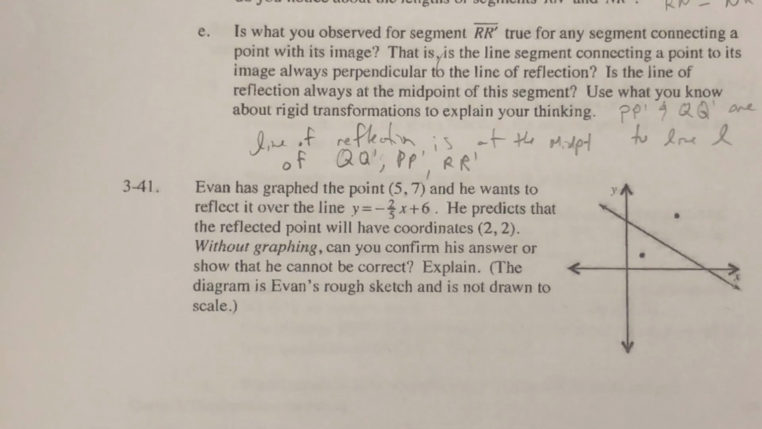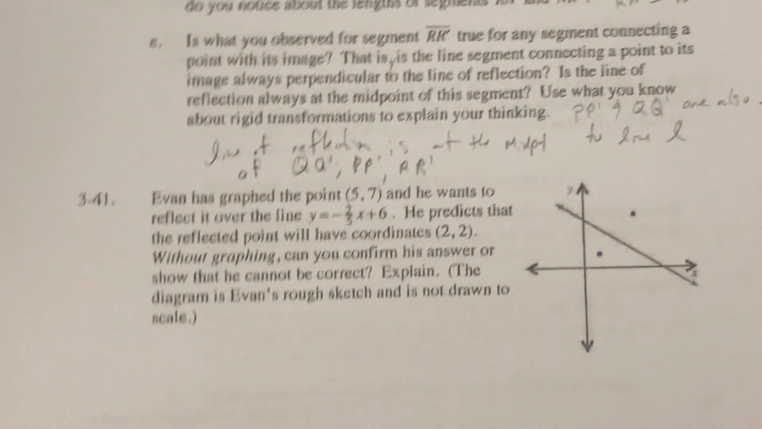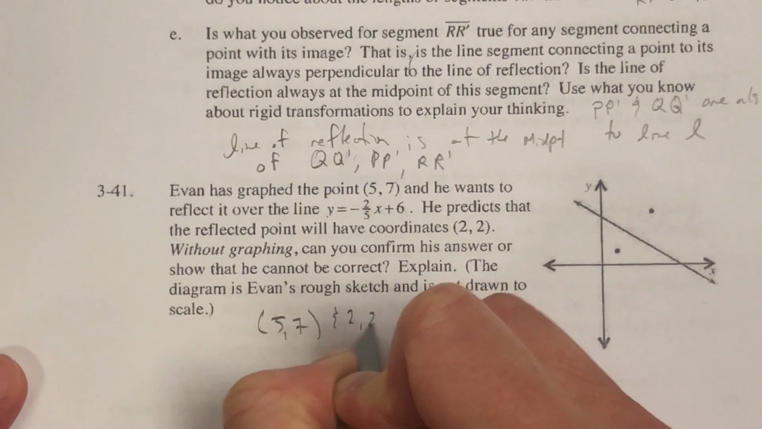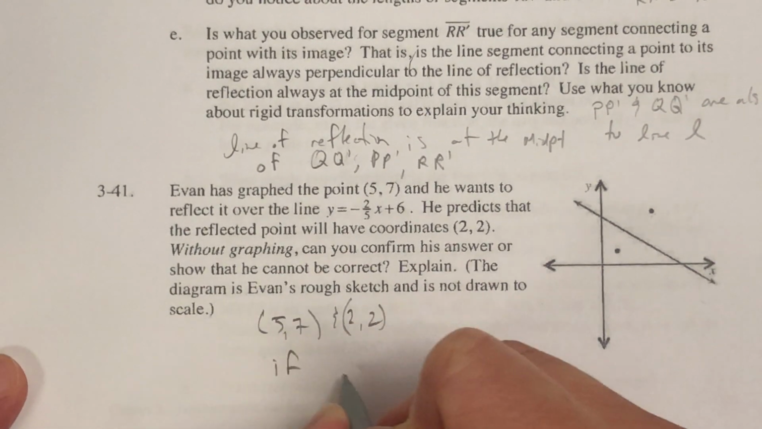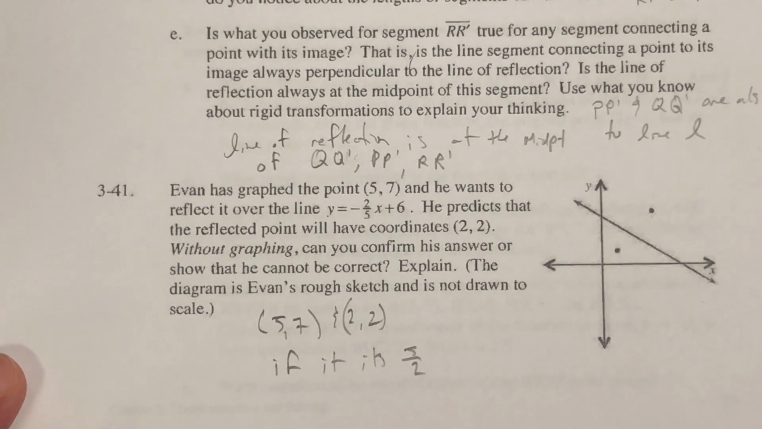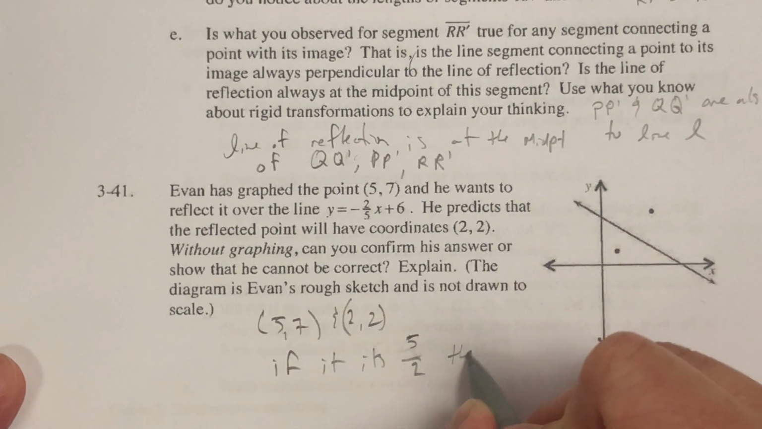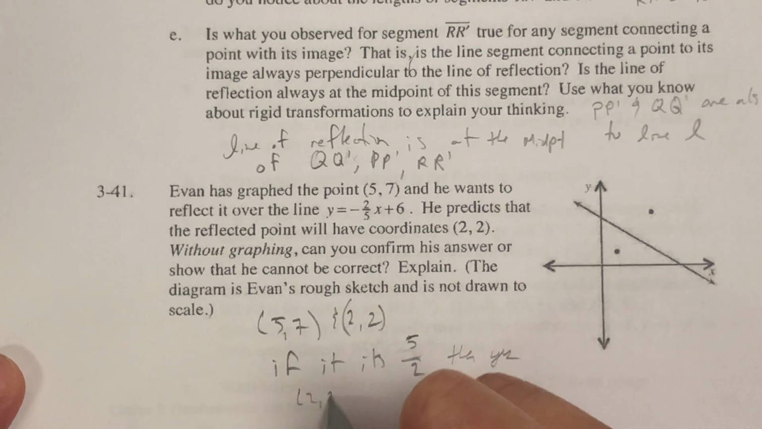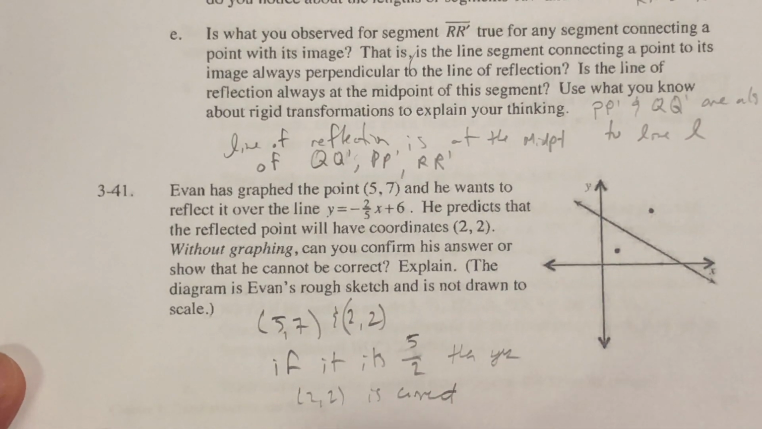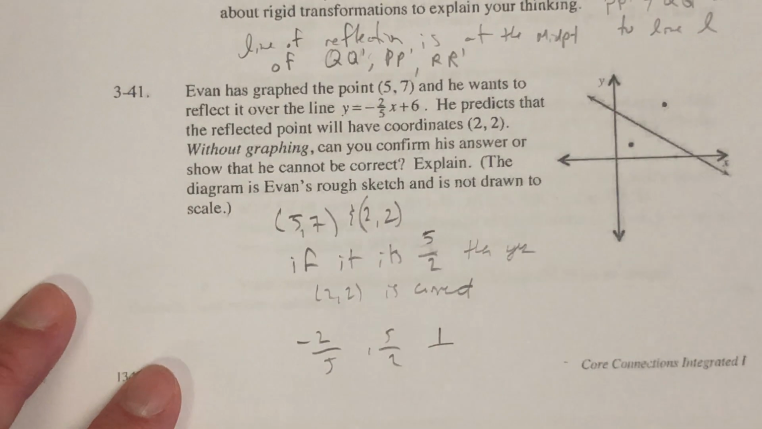All right, so if we think about what we just talked about, perpendicular lines, what we want to do is find our slope. We're going to find the slope between (5, 7) and (2, 2). If it turns out to be 5 over 2, then yes, (2, 2) is correct. The reason being, negative 2, 5 and 5, 2 are perpendicular to each other.